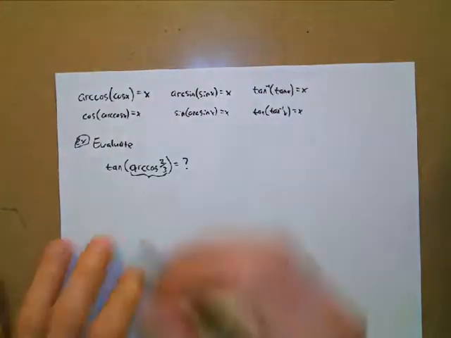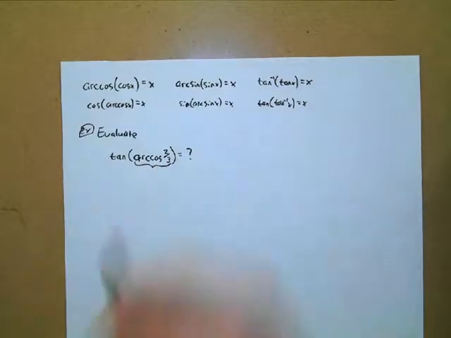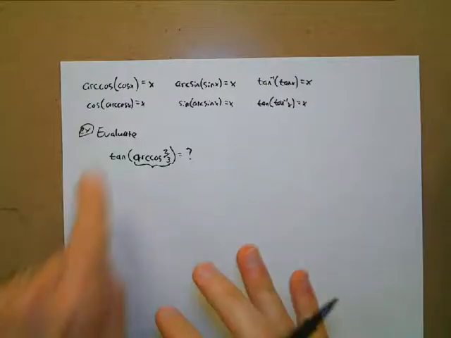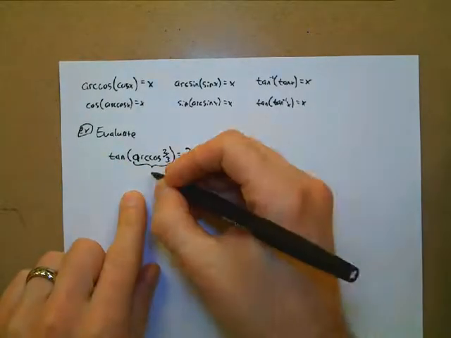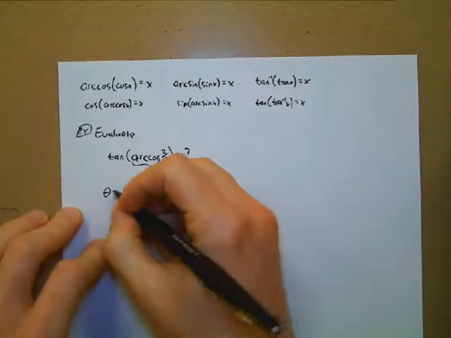So this thing, I'm just going to call it some angle theta. I know that the arc cosine of something is an angle, so I'm just going to call it an unknown angle theta. And I'll say then that theta is equal to the arc cosine of 2/3. So I'm just bringing in this variable theta to use here. And if this relationship is true, if I take cosine of both sides, I have cosine of theta equals 2/3.